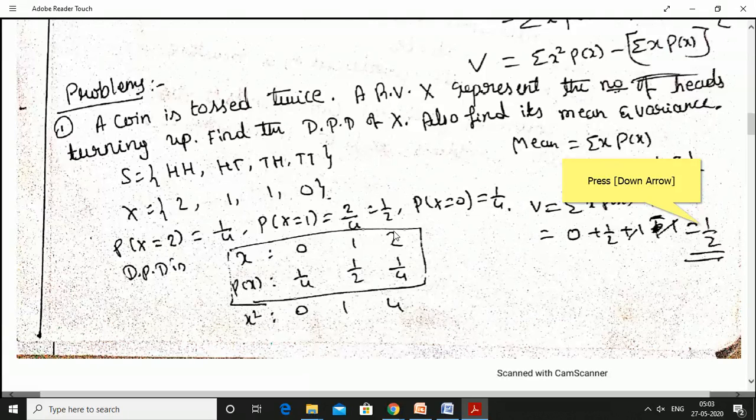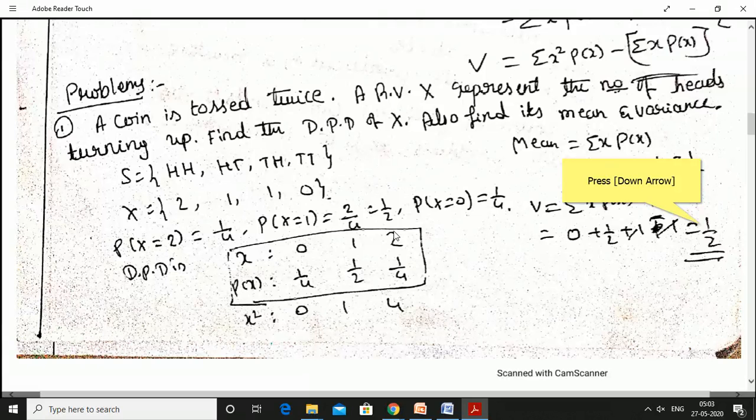Now, the probability function we will also find. Probability that x takes the value 2. There are 4 outcomes, 2, 1, 1, 0, and x is assigned the value 2 only once. So the probability that x takes the value 2 is 1 divided by 4.